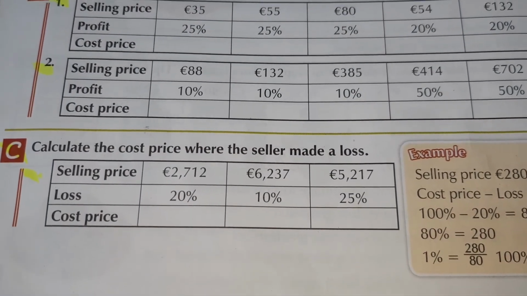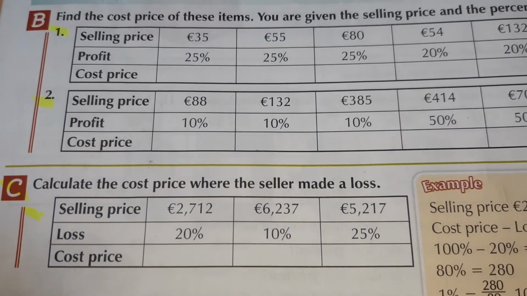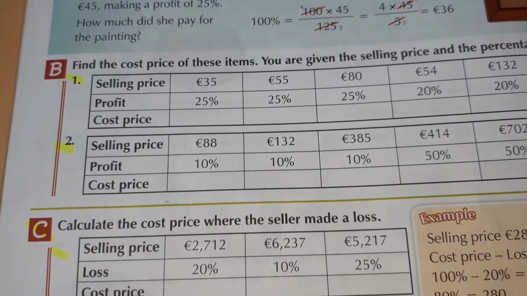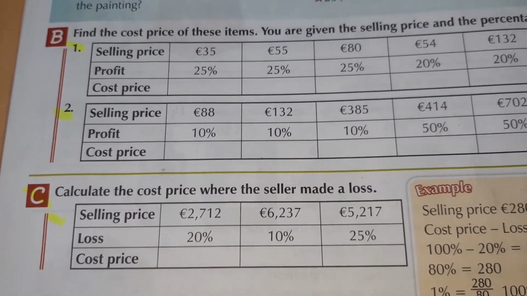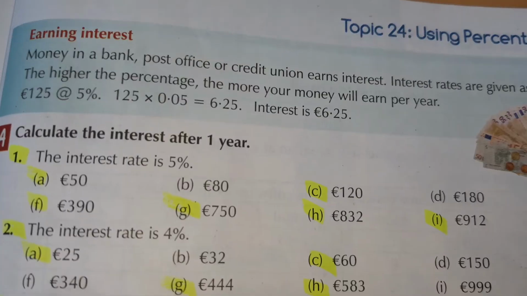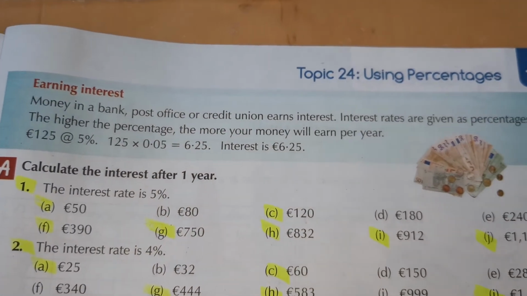And the others in Part C are all done the same way. So I'll give you the answers to those now. So the second one there is €6,930, and the last one is €6,956. So the next wee section is earning interest in a bank there.